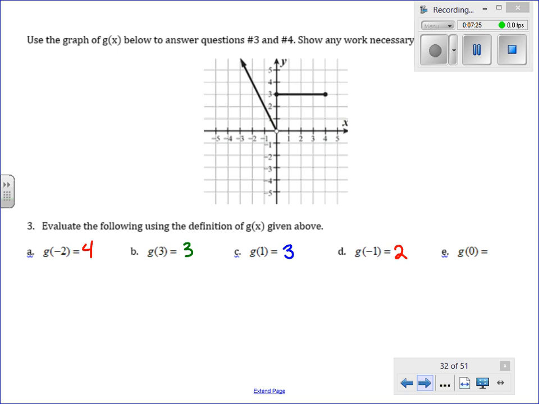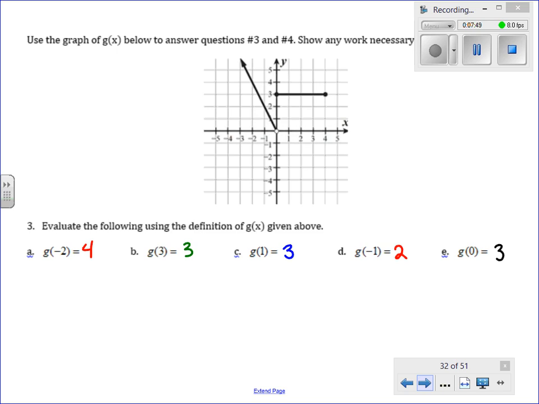And our last one here is when x is 0. So this is a special case. We have 2 points when x is 0. We always choose the point that is closed. So in this case, we do not want the point that is at the origin. We want the point that's up here at 3. So g of 0 would be 3.